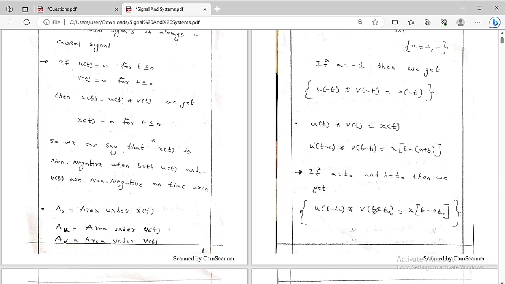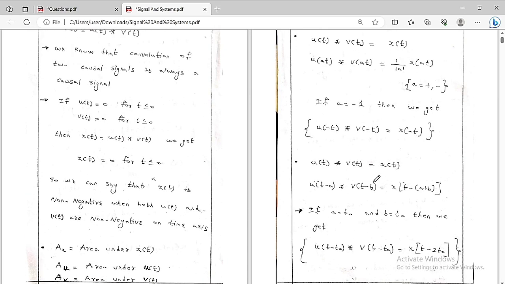v(t−t0) convolution v(t−t0) is equal to x(t−(t0+t0)), so x(t−2t0). These are the things that you always have to keep in your mind. I want you to remember only the very important things.